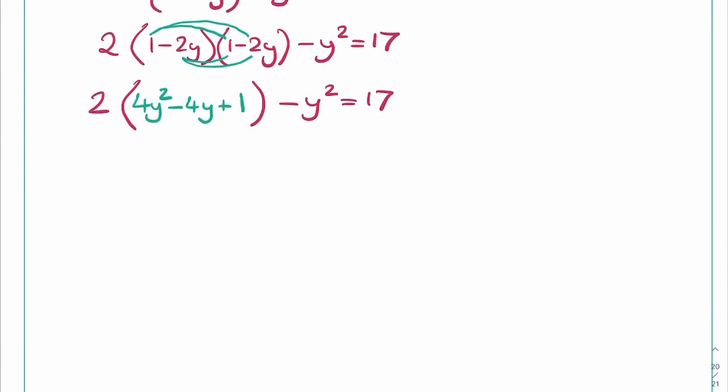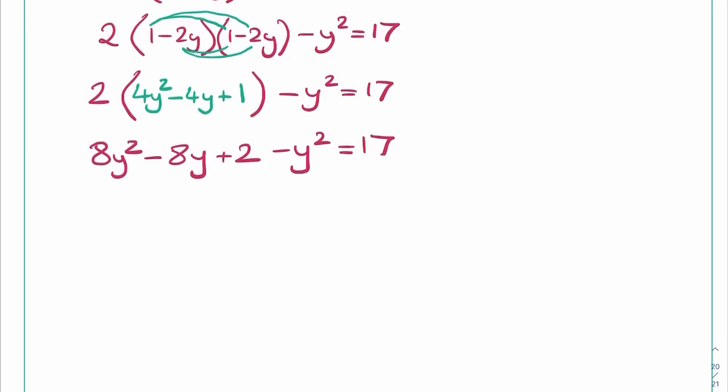Now we just need to multiply it by 2. So 2 lots of 4y squared is 8y squared, 2 lots of negative 4y, negative 8y, and 2 lots of 1 is 2. Then you've got the minus y squared afterwards, and it all equals 17. We've got 2 steps here.